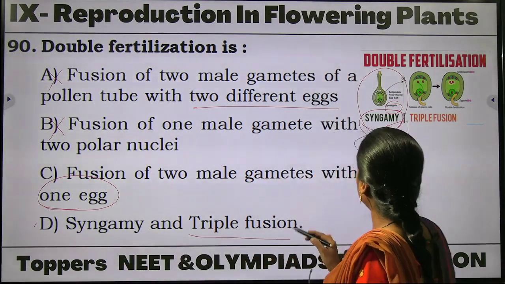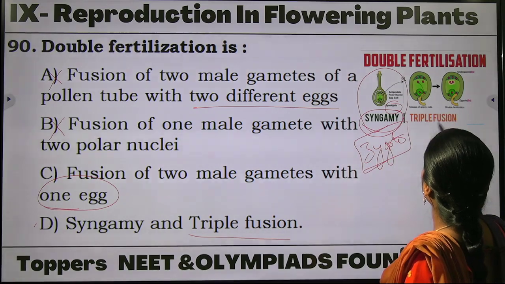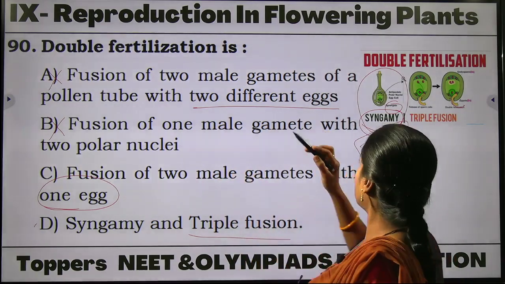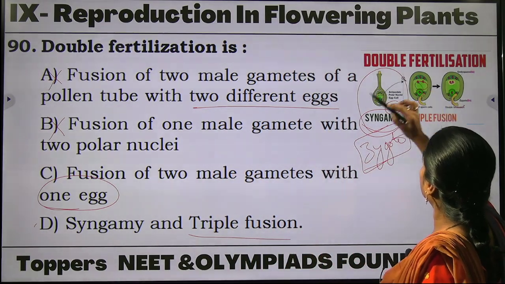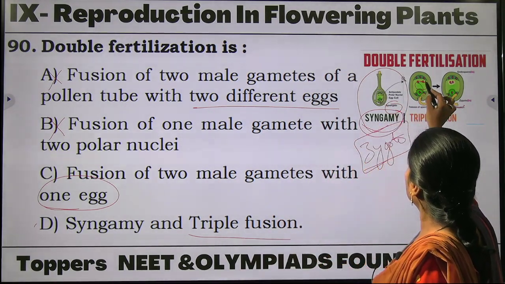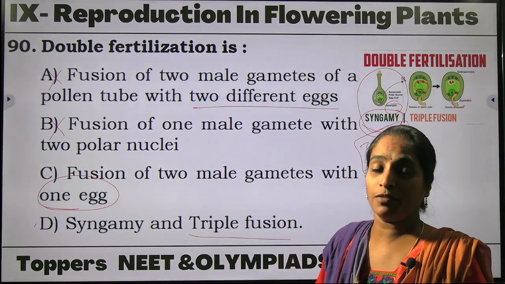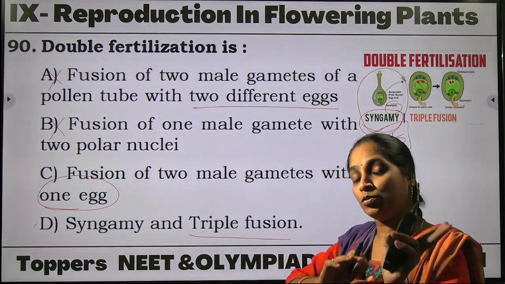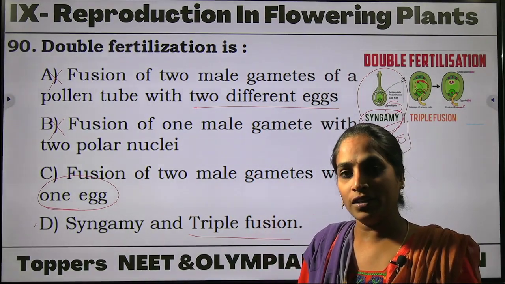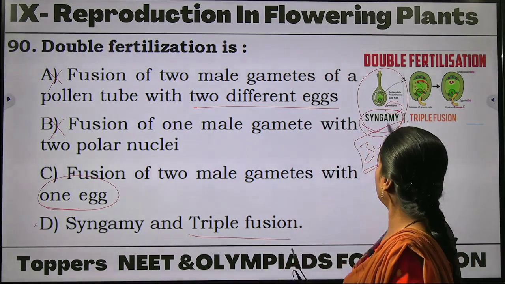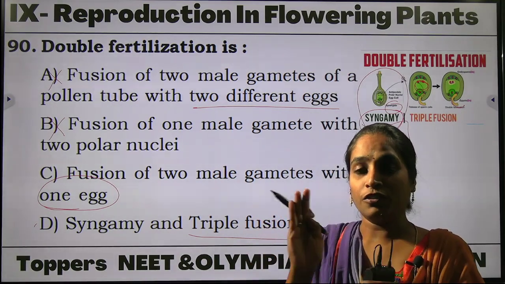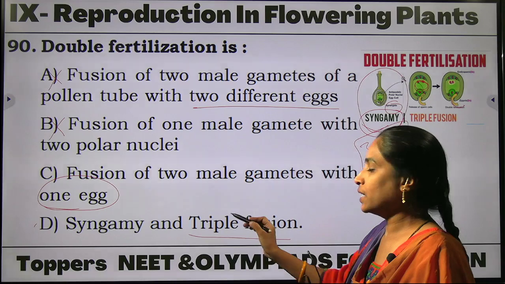And let us see the next one, triple fusion. What is a triple fusion? The triple fusion is nothing but the second sperm cell from the pollen tube reaching directly the secondary nucleus, nothing but the polar nuclei in the central cell. After this we can observe the triple fusion. Triple fusion means the second sperm cell nucleus and the two polar nuclei in the embryo sac, so the nuclei count will be 3. The fusion of these 3 nuclei is called triple fusion.